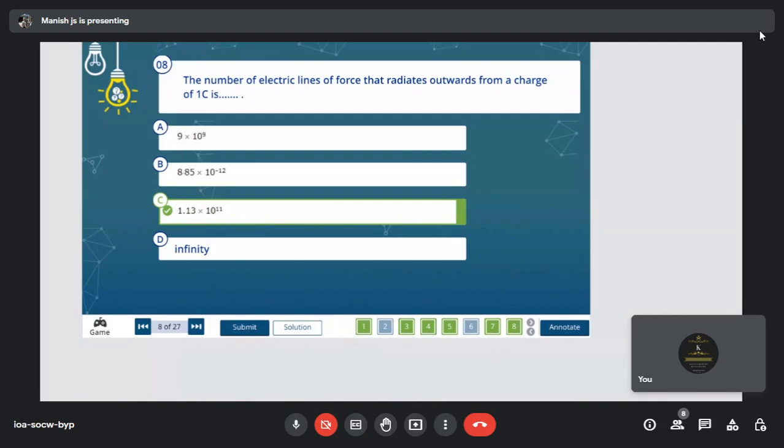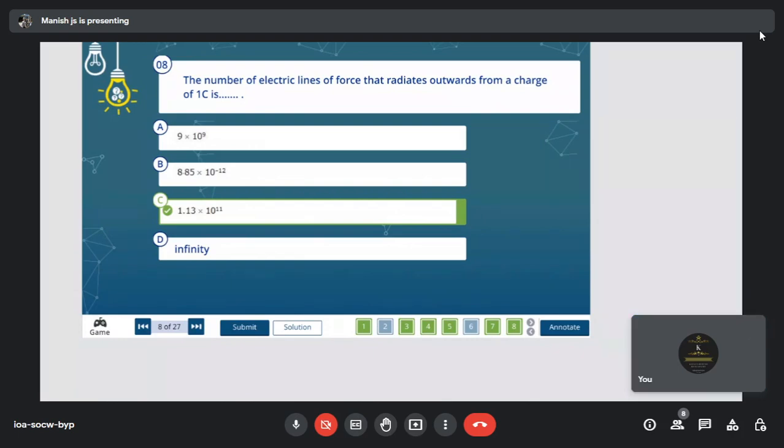Here we are using Gauss theorem. Still we have not gone until Gauss theorem. That's the reason you couldn't get this. So the answer is Q divided by epsilon naught. That is the concept we use: electric flux is Q by epsilon naught. Epsilon naught value, you know, is 8.85 into 10 power minus 12.